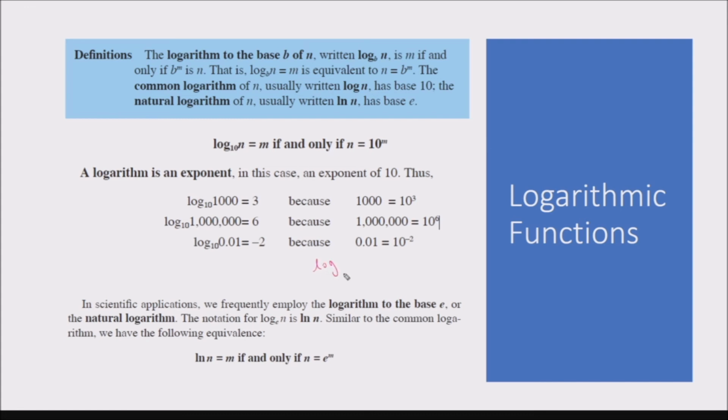So e, we just write this as ln, right? So this is what it is. That means ln n equals m means n is equal to e to the power m. Yes, the same thing. So if you write it like this, that's e to the power m is equal to n. This is what it is, right?